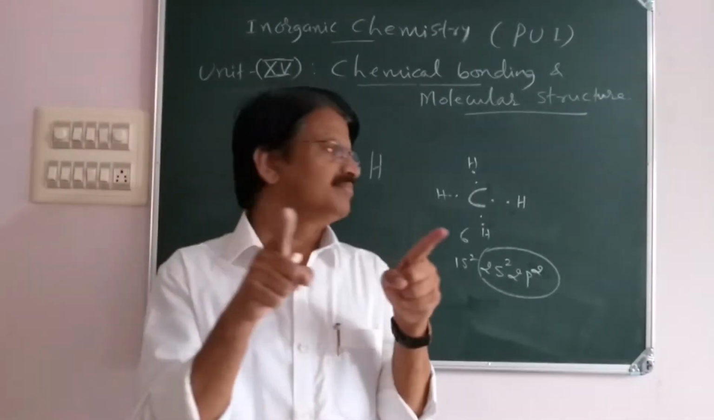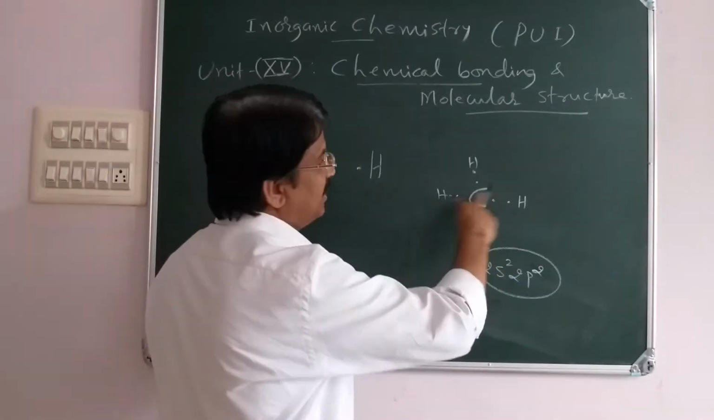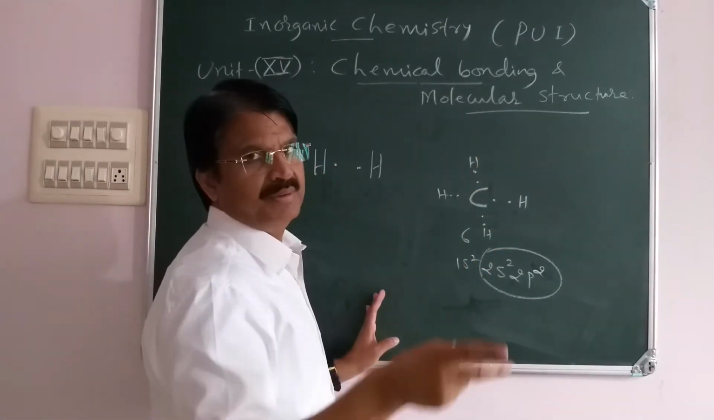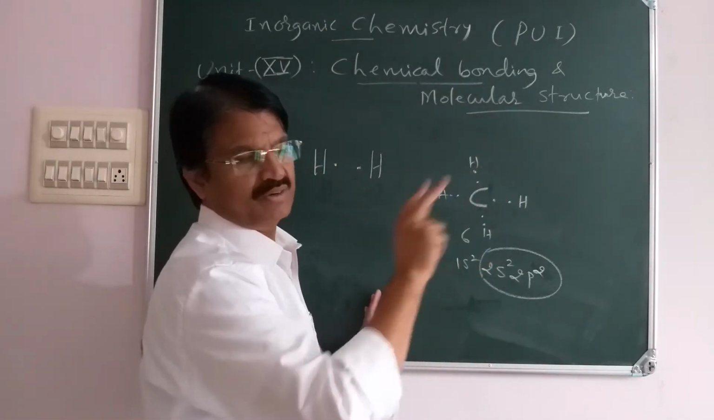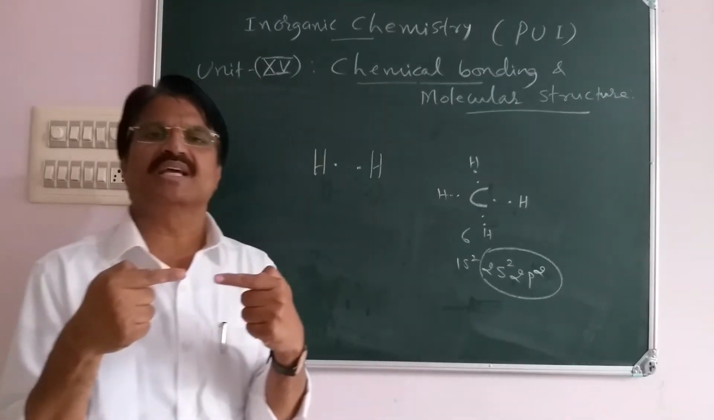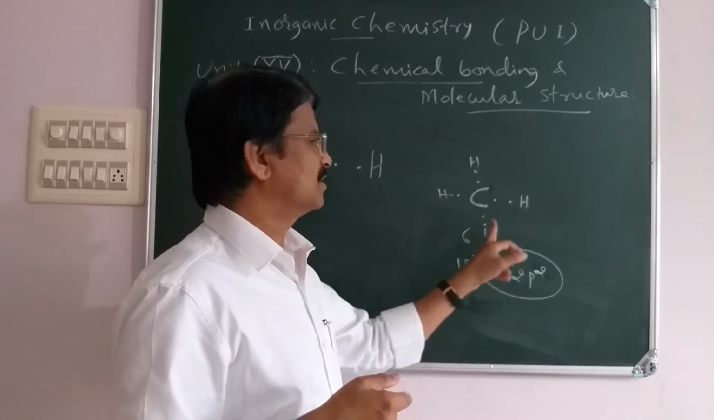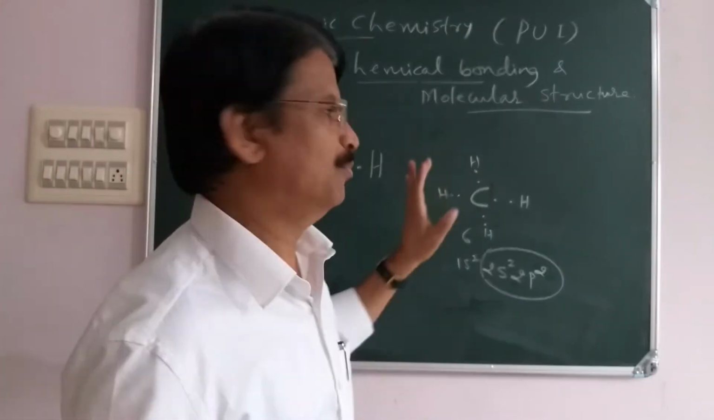The atoms which are combining must be electronegative. They may be similar or dissimilar electronegative atoms, and there is a mutual sharing of electrons between the two electronegative elements, and that can cause formation of a covalent bond.